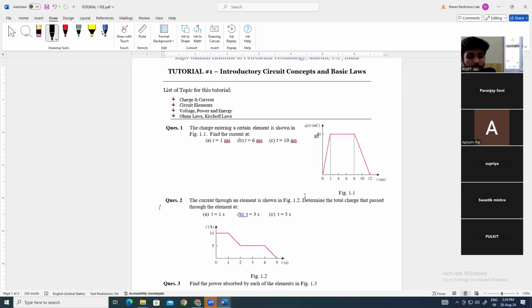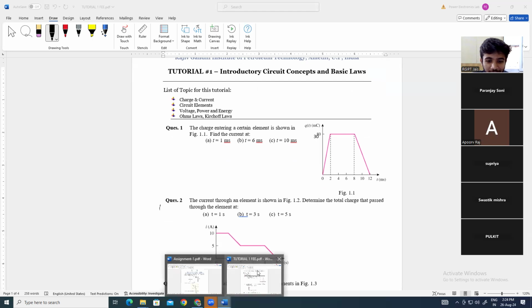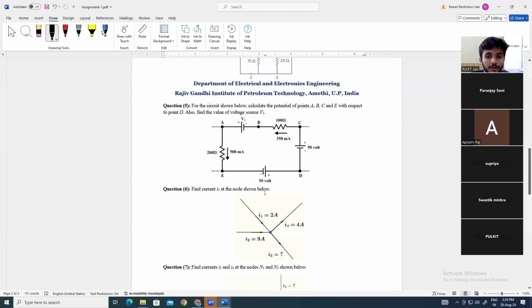So we will just start. Okay, first I think I've missed one of the doubts that one student asked. Yeah, regarding the circuit.